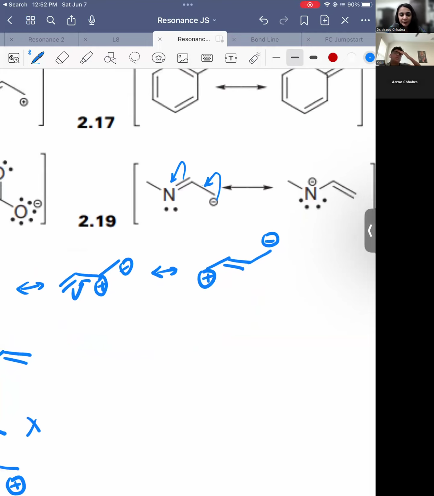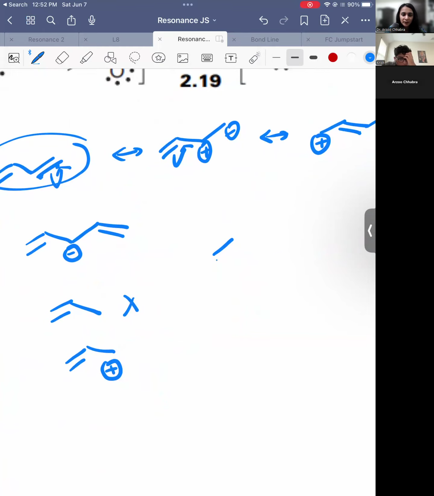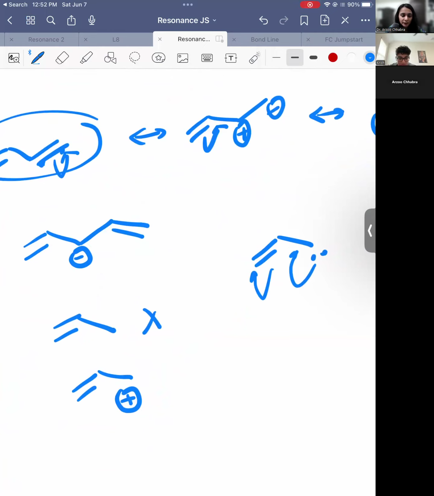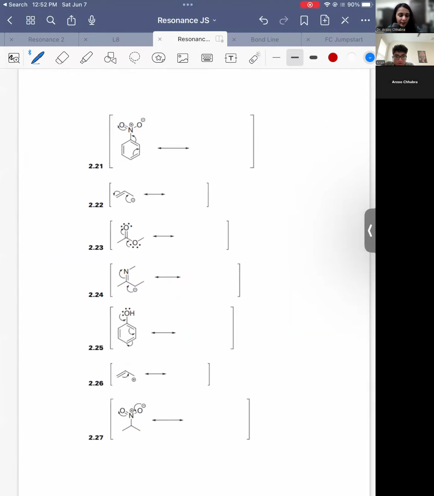So maybe I should write another possibility, right? It's this as well. So more like a lone pair of electrons here, like that. So then we can also do this movement to create a resonance structure. And then with the negative charge, we'll do more like this to create a resonance structure. Yeah, okay. That makes a lot more sense. Okay, perfect. Do we have more problems here? Oh, we do. Okay.